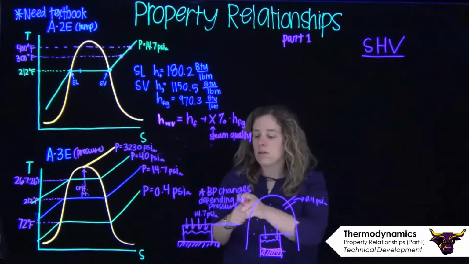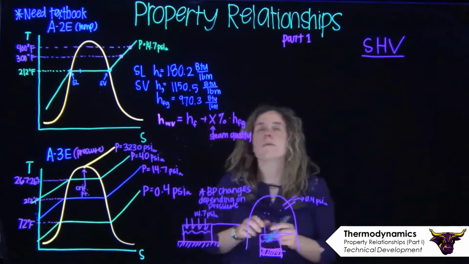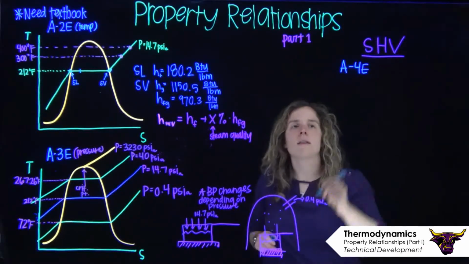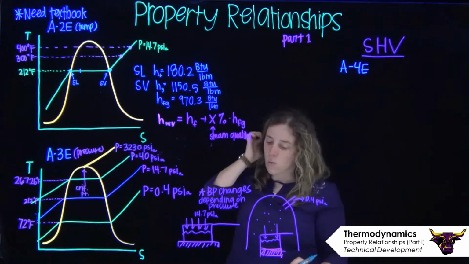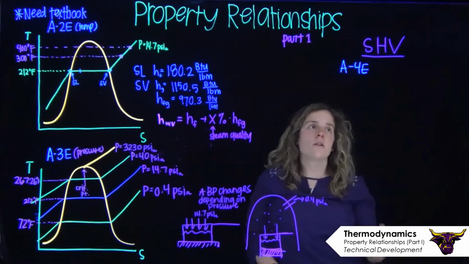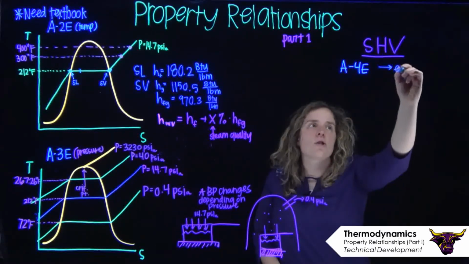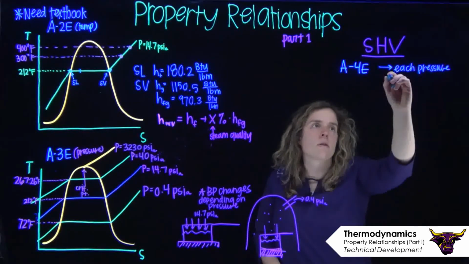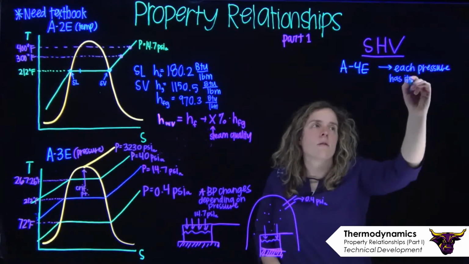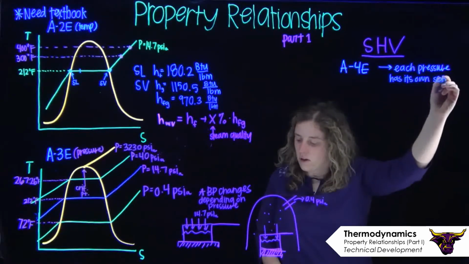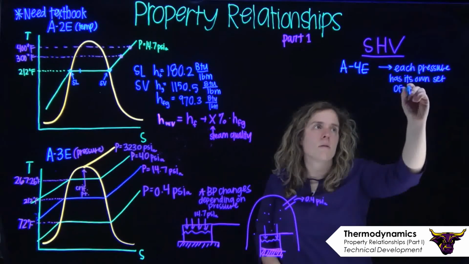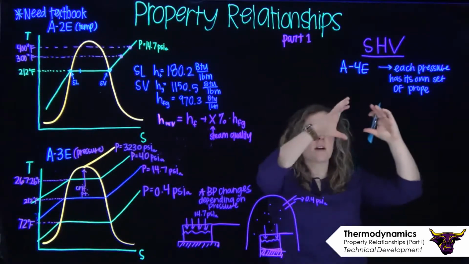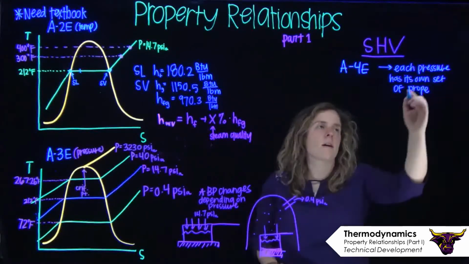So we're going to, again, have to pull out a different table. For this one, we are going to use A-4E, and this is the superheated vapor table for water. And you'll see in there that each pressure has its own set of values, or set of properties, I guess. So you'll see blocks. It'll be like 14.7 psi, 20 psi, 30 psi.